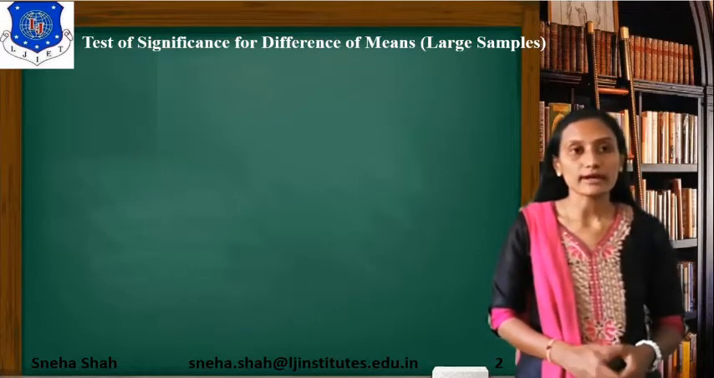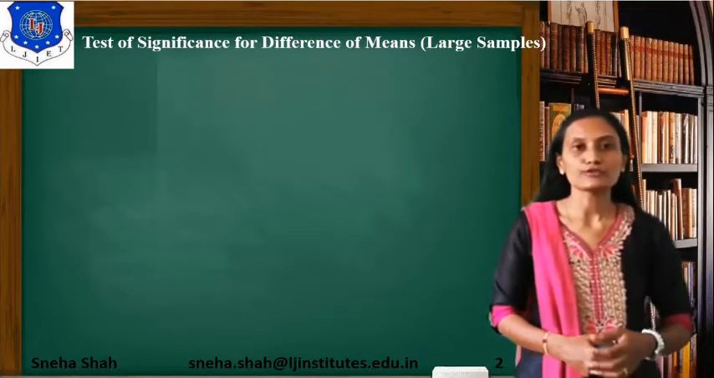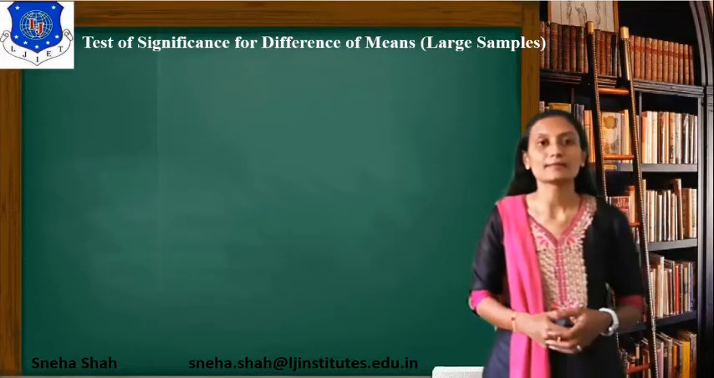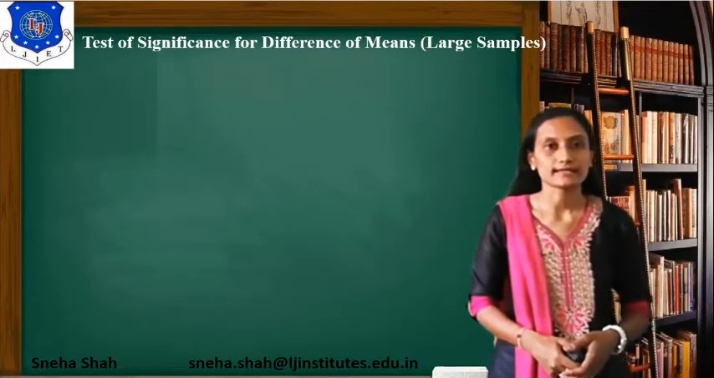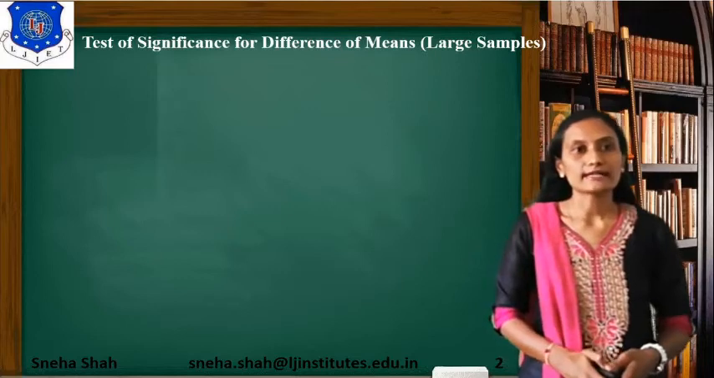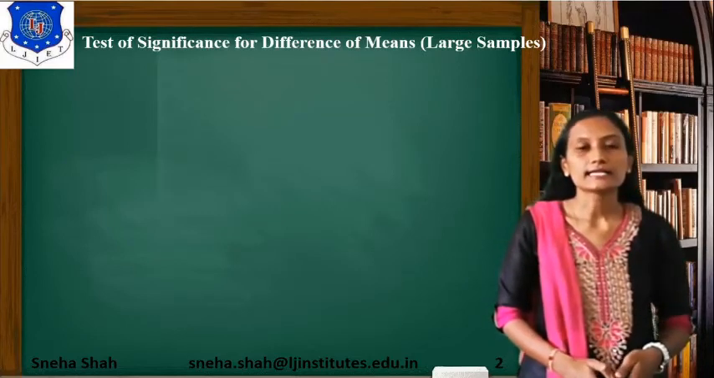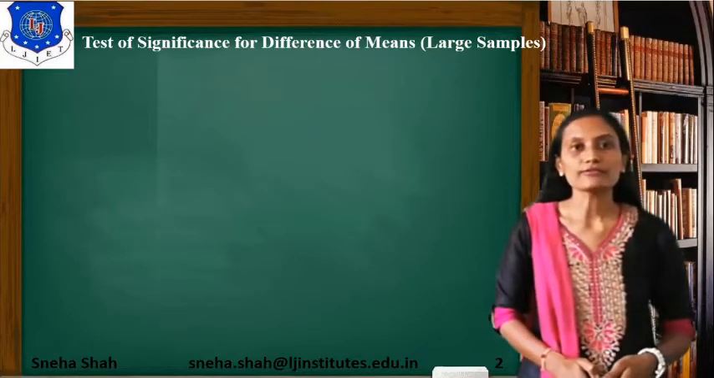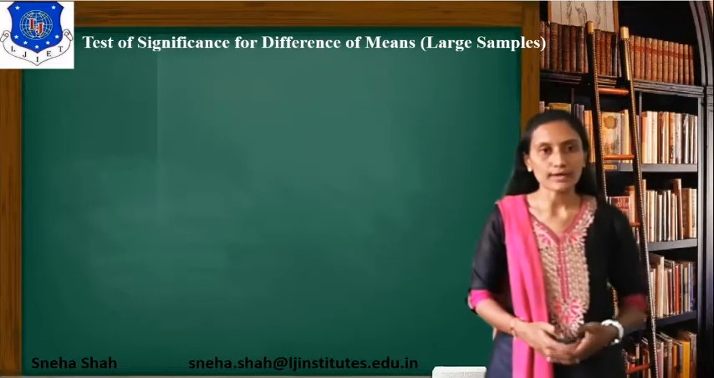So, first of all, what is a large sample? As you know, a large sample means the number of samples is greater than 30. For this kind of system, we define the test of significance for the difference of means. There are various working rules for this.